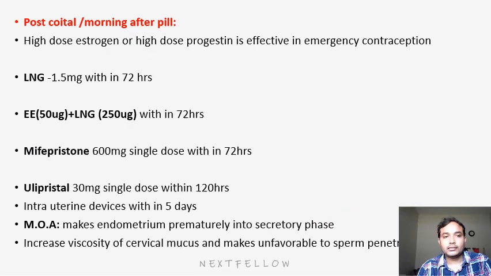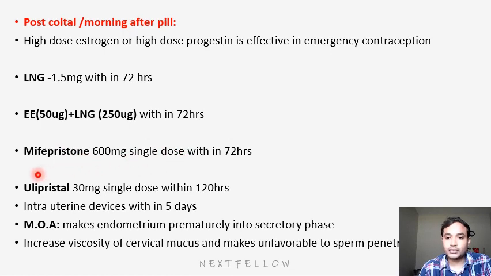Next important group of drugs are postcoital or morning after pills. These are emergency contraceptive pills. In this, high dose estrogen or high dose progesterone is effective as emergency contraception. Examples: levonorgestrel, which is given 1.5 mg within 72 hours, or we can give ethinyl estradiol 50 micrograms plus levonorgestrel 250 micrograms within 72 hours, or mifepristone, an anti-progesterone drug, 600 mg, a very high dose, as a single dose within 72 hours.